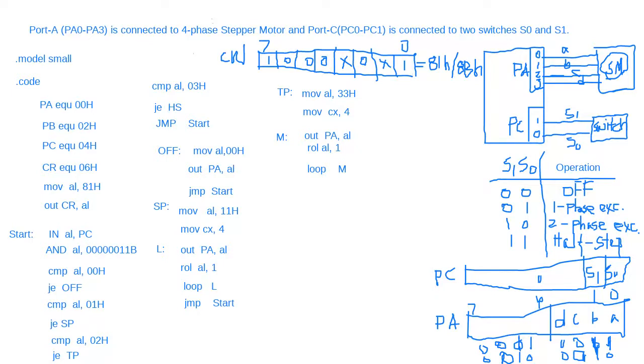So then how many times? 4 times. Then jump, start. It will come back to the start to check the switch condition again and again. If it is the same situation, it will work in 2 phase mode again. If it is a different mode, it will go for that one. Okay, so until now it is clear, because we already discussed it in the last class, and we repeat it again. Is it okay?